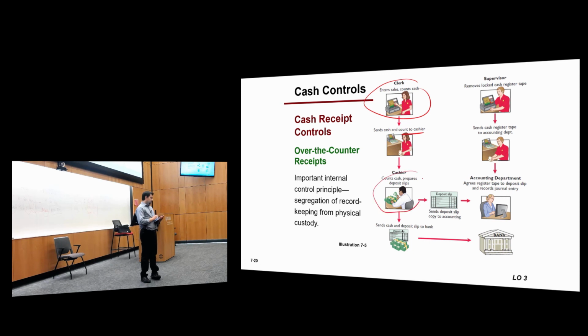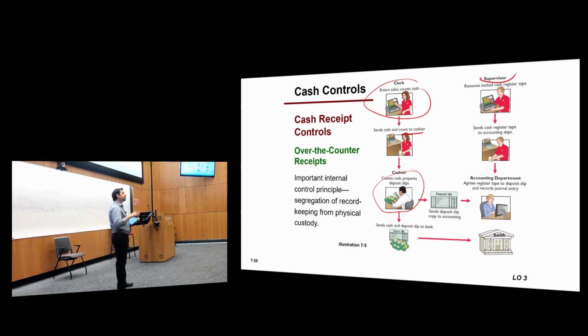The cashier will count the cash, prepare the deposit slip, and then send the original copy with the cash to the bank. They deposit the money at the bank, and they send a copy of the deposit slip to the accounting department. In parallel, the supervisor will take the tape from the cash register. In more sophisticated accounting systems where you have the point of sale, the information is sent directly to the accounting department.